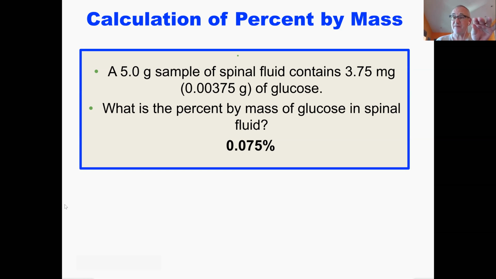Now, if you just have percent, it's assumed that you mean mass to mass. So if you don't have it there, then you have to include what units we're dealing with. And I'll show you what I mean.